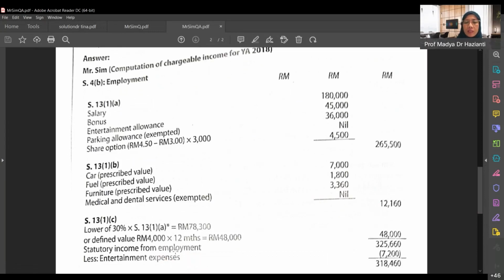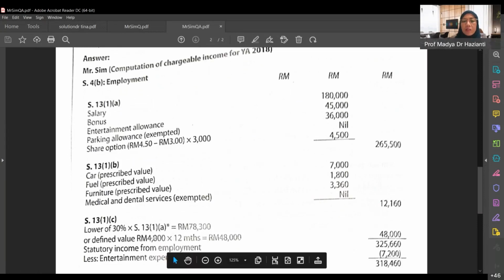Tengok dekat chat box tadi saya dah kira the calculation dia. So dapatlah 78,300. Kita compare dengan defined value which is the unfurnished value of the bungalow. Tadi value dia 5,000 furniture dia 1,000, so dapat 4,000 times 12, 48,000. So kita ambil the lower figure 48,000. So this is our statutory income from employment.